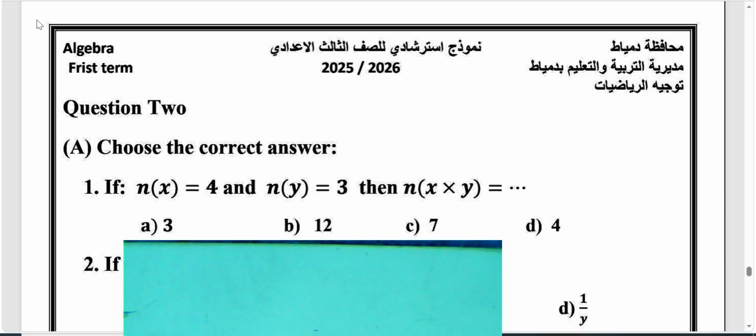First question, choose the correct answer. If the number of elements of x equals 4 and the number of elements of y equals 3, then the number of elements of the Cartesian product between x and y equals, we can write 3 times 4 equals 12.